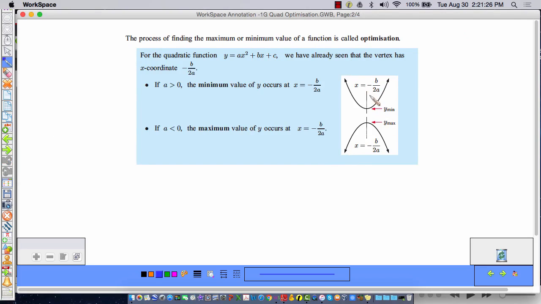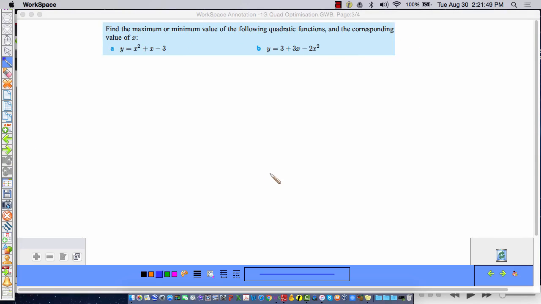We already know that the axis of symmetry is negative b over 2a, so we can always find the x-coordinate of the maximum or the minimum, and then once we find that, we can substitute that back into the original function to find the y value, which is generally the value we are looking for. That is, y is the value of the function. We've talked about that in class many times. So, just a straightforward generic thing.